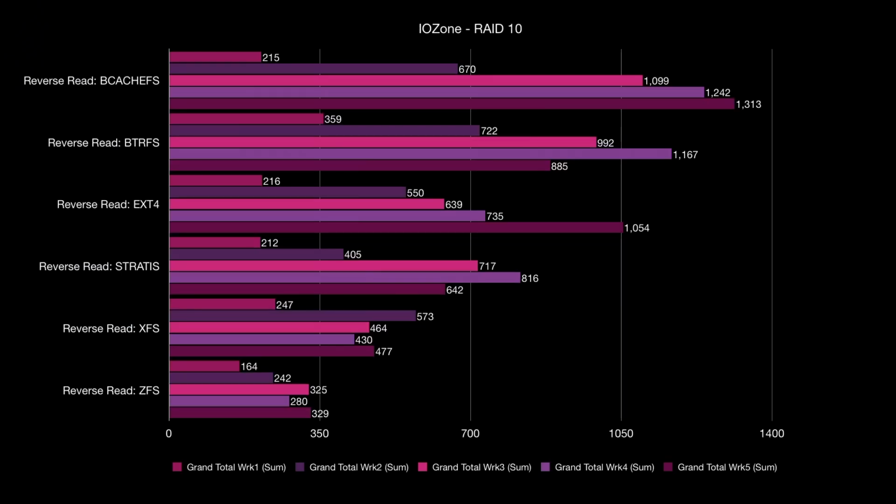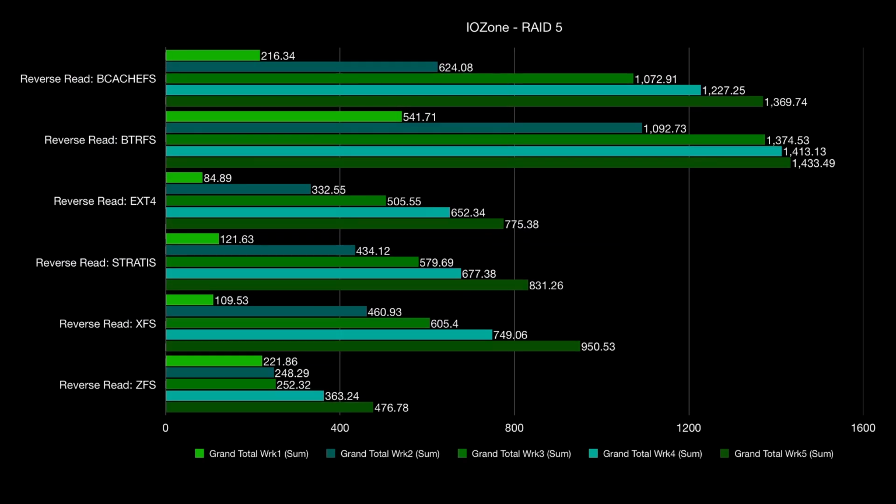Reverse reads, we've kind of talked about all those. If you want to know what all those actually do, go see my previous video on it. I'll put a link up there for you. So yeah, this looks fine here. Bcache-FS, this is within the maximum expected bandwidth, and yeah, all the way down to ext4. Stratus and XFS and ZFS clearly have problems here with this workload.